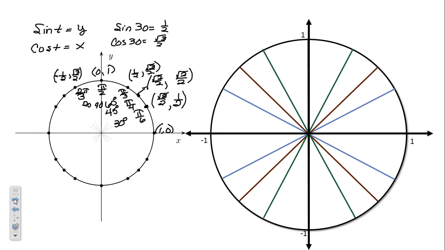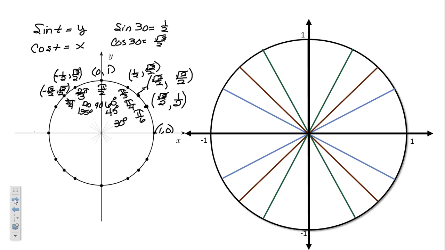A 45-degree angle in the second quadrant is going to be 3 pi over 4 and 135. So negative for the x value. Yep, square root of 2 over 2. Square root of 2 over 2 for the y value. Okay.